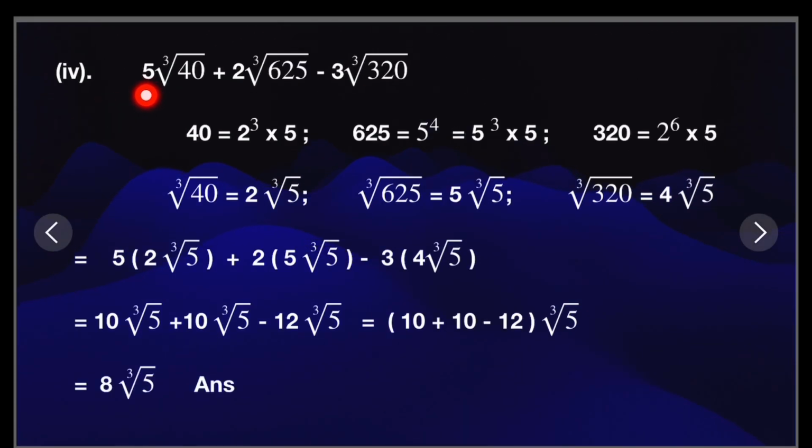Okay, next is 5 into cube root of 40 plus 2 into cube root of 625 minus 3 into cube root of 320. Again the same method. Simplify 40, you will get these factors. Simplify 625, you will get these factors and all. Then do the cube root of all these numbers and reduce it to the simplest form. You will get these. Okay, now put these values here and solve the equation. Remove the common factor and solve this. You will get this answer.